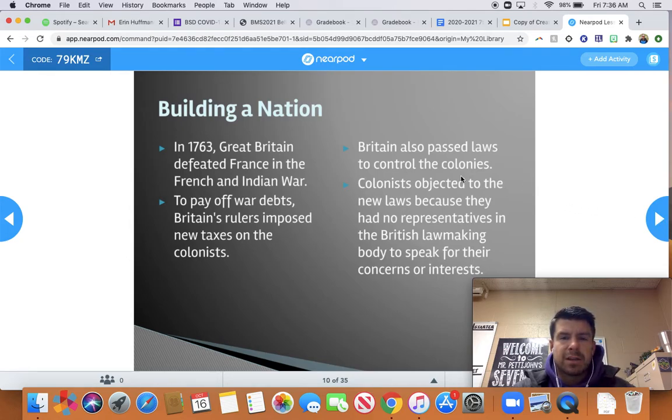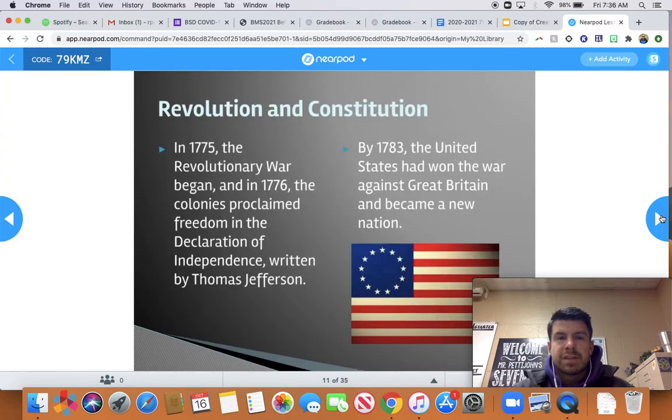Britain also passed laws to control the colonies, very strict laws on what they could do, where they could live, things like that. Colonists objected to the new laws because they had no representatives in the British lawmaking body to speak for their concerns or interests. Obviously, life is very different in Georgia than it is over in Great Britain. Okay? So, this is why people were very upset. This is eventually going to lead us to the American Revolution.